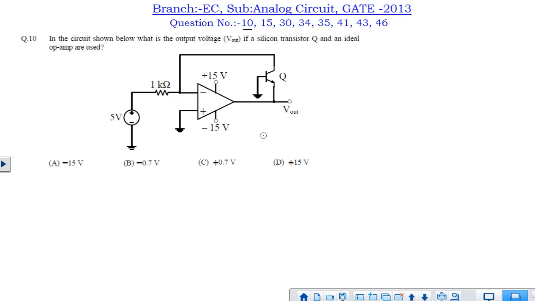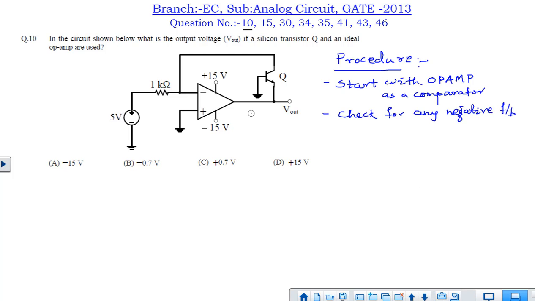So before solving this kind of problem, what procedure should we follow? First we should check by considering the op-amp as a comparator. Then we see if there is any negative feedback or not. If there is negative feedback, then the virtual ground concept will apply. So these are the three points we should check while solving an op-amp problem.